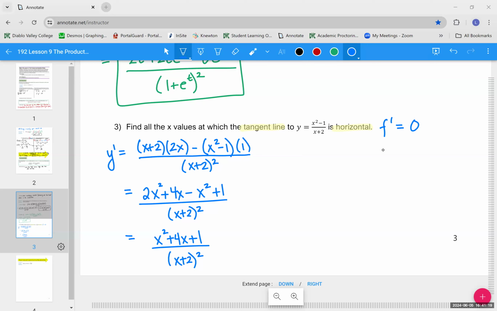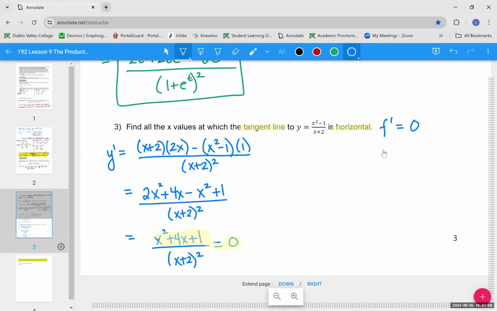Okay, so once again, I followed my quotient rule, distributed and simplified. And now I'm looking at x squared plus 4x plus 1 over x plus 2 squared as my derivative. And I want to know when is that going to be equal to 0. So when you have a rational function and you're setting that equal to 0, you don't really care when the denominator is 0 because that's when the function will be undefined. You care when the numerator is 0. So what we're really trying to solve is x squared plus 4x plus 1 equals 0. It's this part right here.